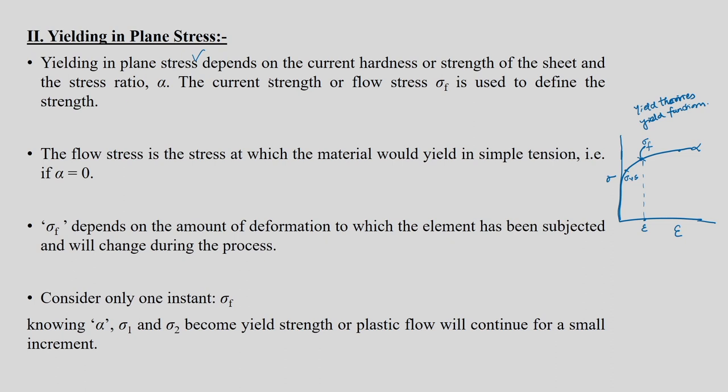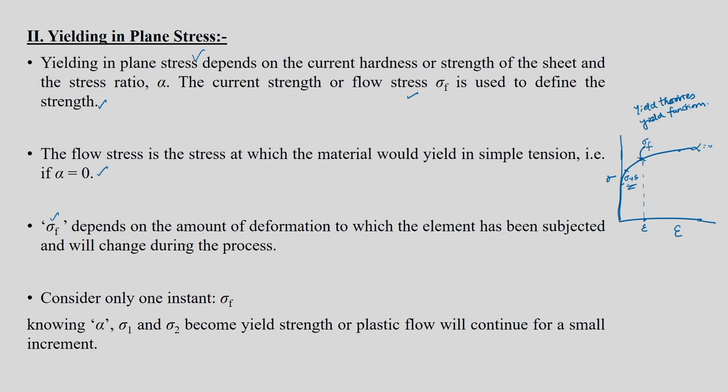So yielding in plane stress depends on the current strength, because you need to know the current strength of the material when it is undergoing deformation, only then you can say whether it is less than yield strength or above yield strength. So the current strength or flow stress sigma f is used to define the strength, that is why I call it sigma f. The flow stress is the stress at which the material will yield in simple tension, that is, alpha equal to 0. Whenever it is first yielding you can call it sigma f, and after that you are going to have increased flow stress. The yield strength is the minimum required stress. If you are further deforming it, you need a larger flow stress to reach that particular strain.